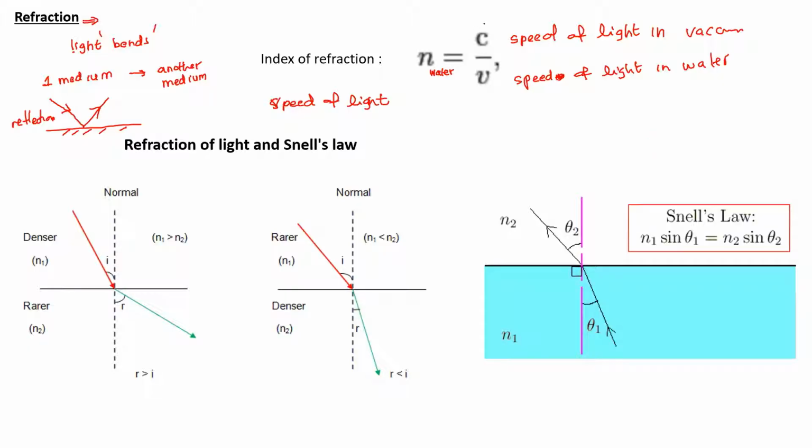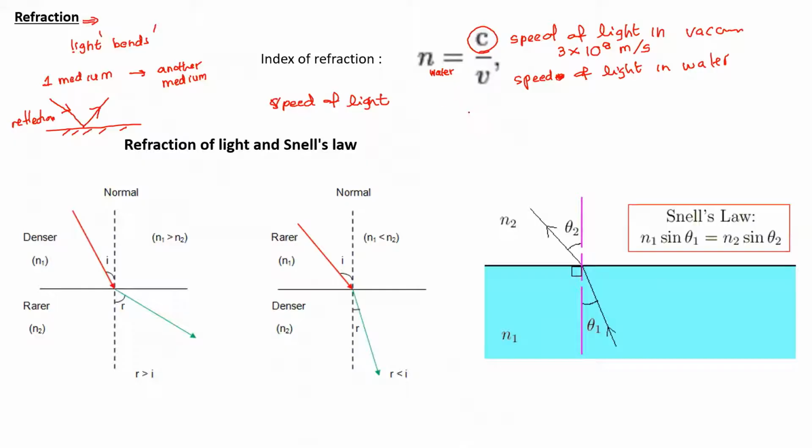And this constant C is the speed of light in a vacuum, and it is given by 3 × 10^8 meters per second. So you will need that for one of the problems in the next slide. Okay.